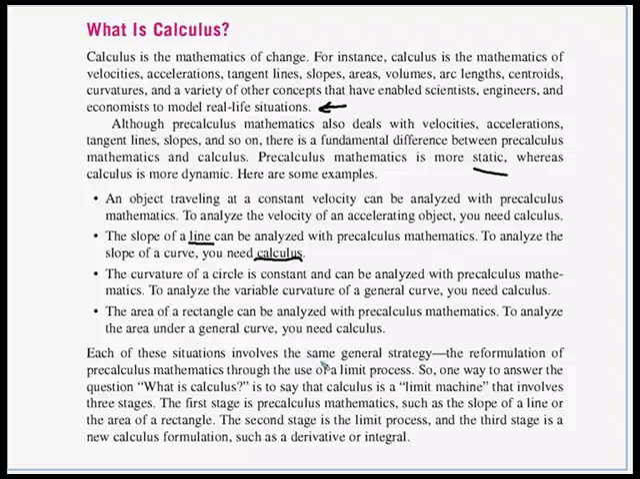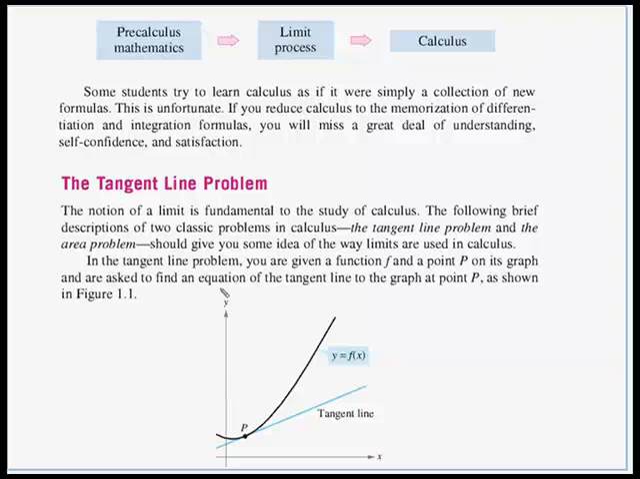Each of these situations involves the same general strategy: the reformulation of pre-calculus mathematics through the use of the limit process. So, one way to answer the question, what is calculus? It's to say that calculus is a limit machine that involves three stages. The first stage is pre-calc mathematics, such as the slope of a line or the area of a rectangle. The second stage is this limit process. And the third stage is our new calculus formulation, such as a derivative or an integral. We'll be learning about those all year long. So we take our pre-calculus mathematics, we apply this idea of a limit, and we come up with calculus.